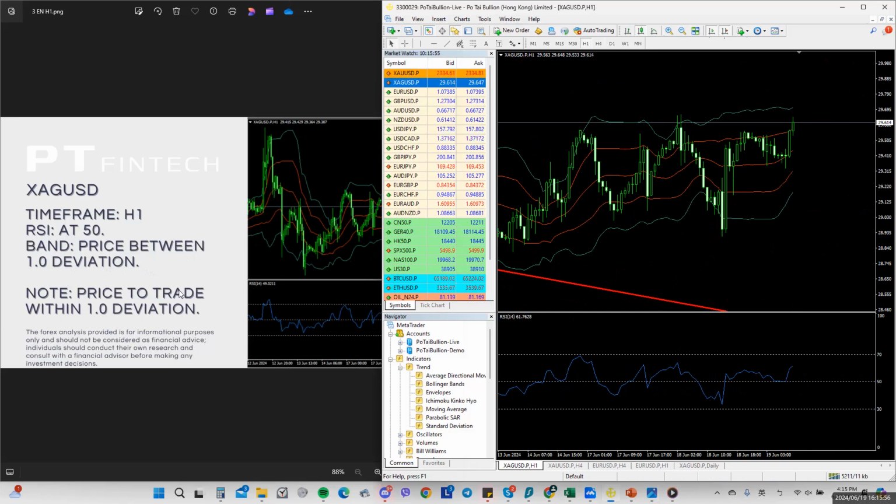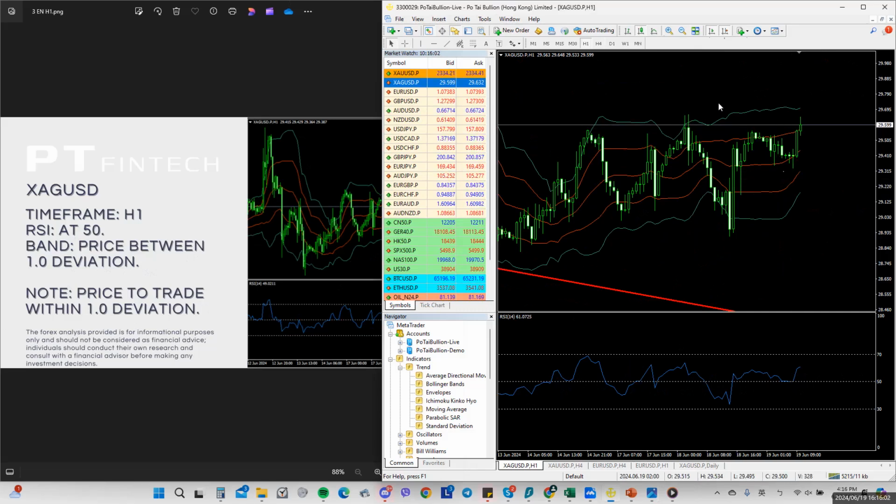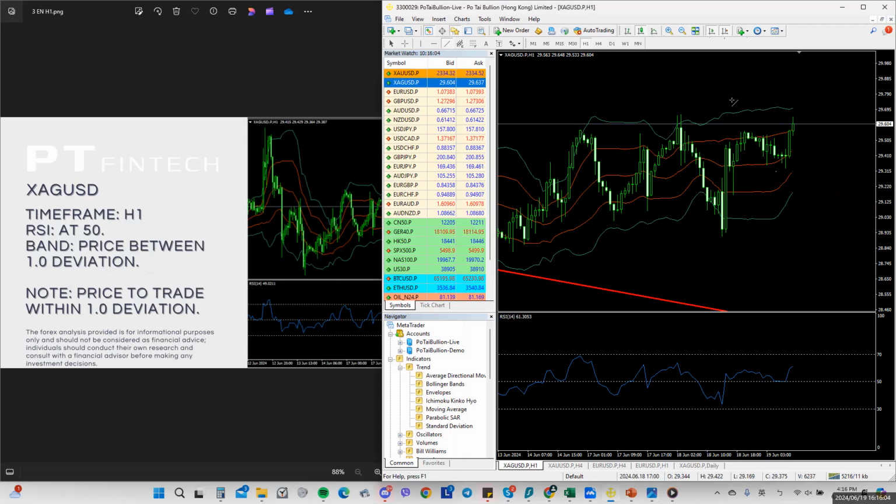So price has been trading within the 1.0 deviation. Finally, it broke above. So there's a likely chance it's going to trade within this area, the top bands. So it's more of a bullish signal now for H1 on silver, okay?